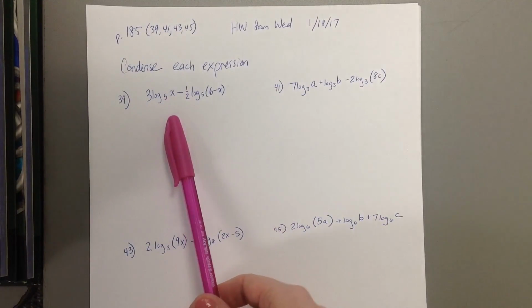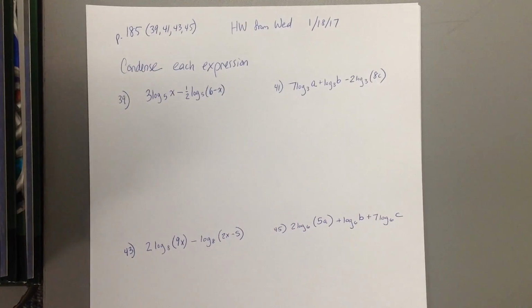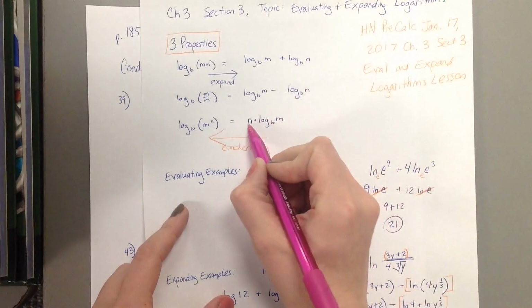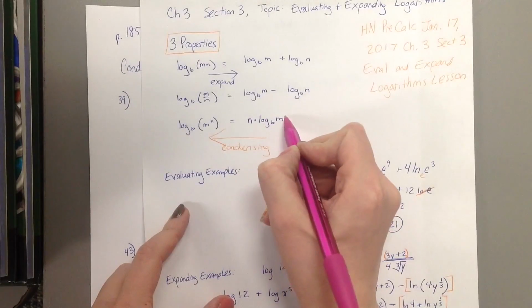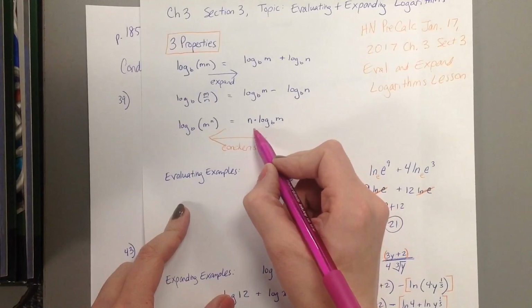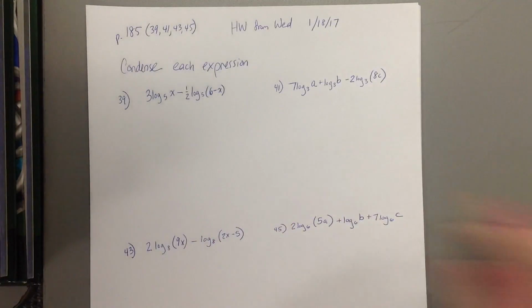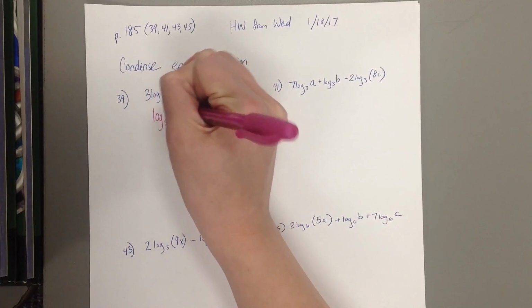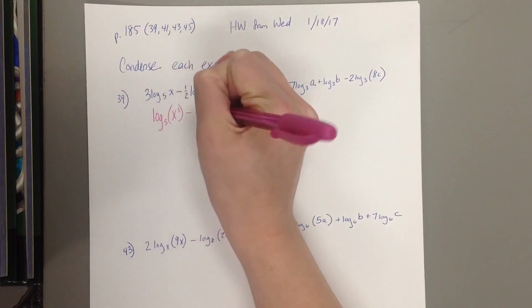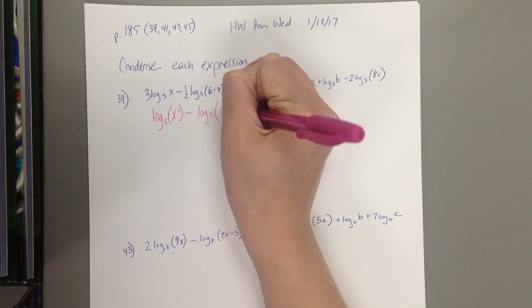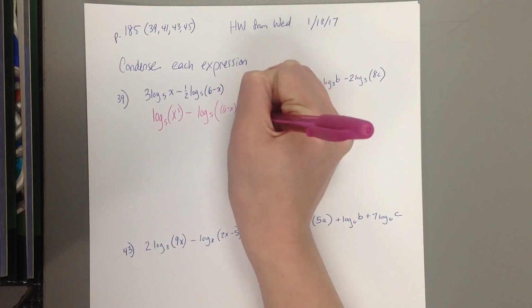So first one, what we're going to do, and for all of these really, I recommend using the coefficients first. And I'm looking at this rule. Using the coefficients first and bringing them up to the exponent position within the logarithm, like we see right here. So condensing takes me from coefficient out front to exponent inside. So I'm going to do that with both of these two first. That's going to give me log base 5 of x cubed minus log base 5 of the quantity 6 minus x to the 1/2 power.